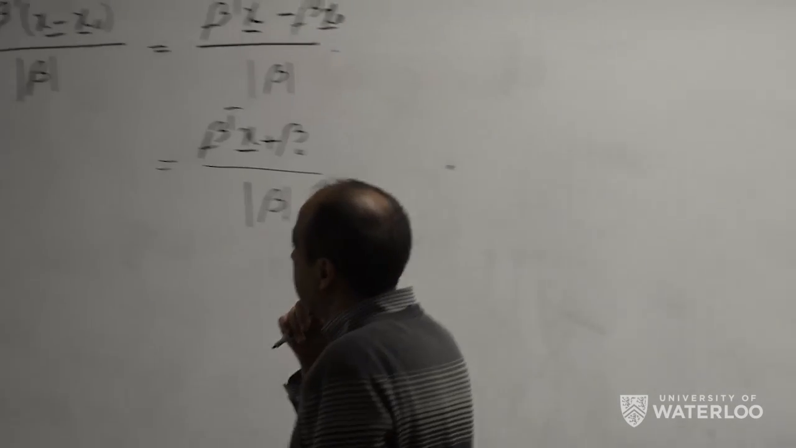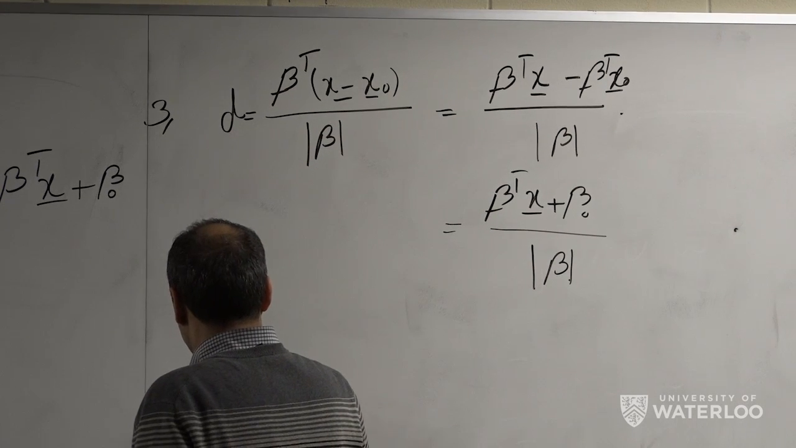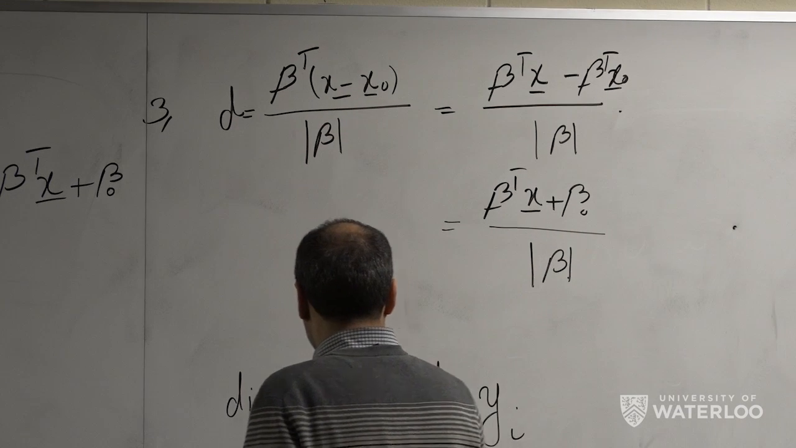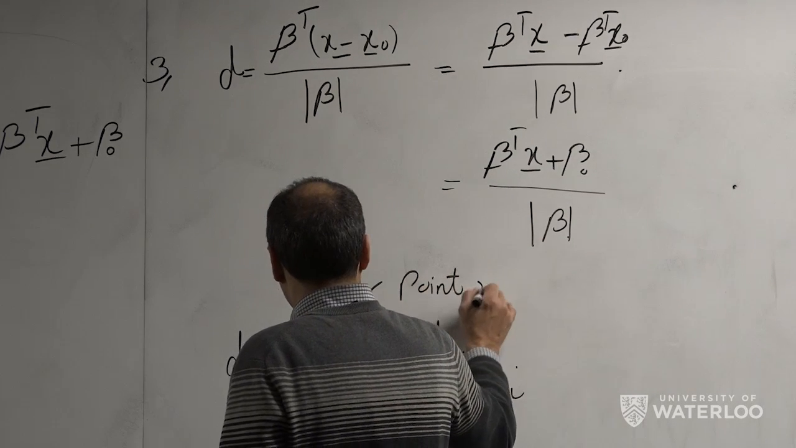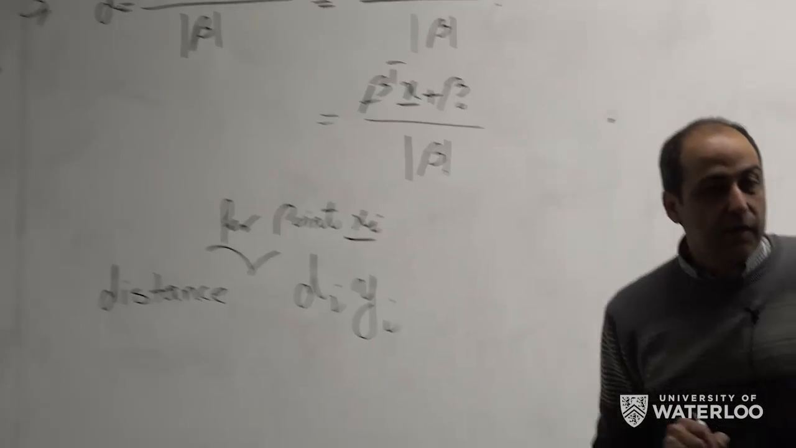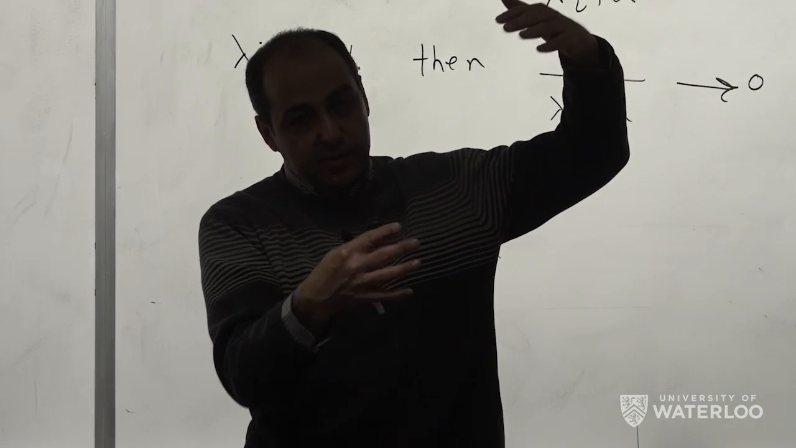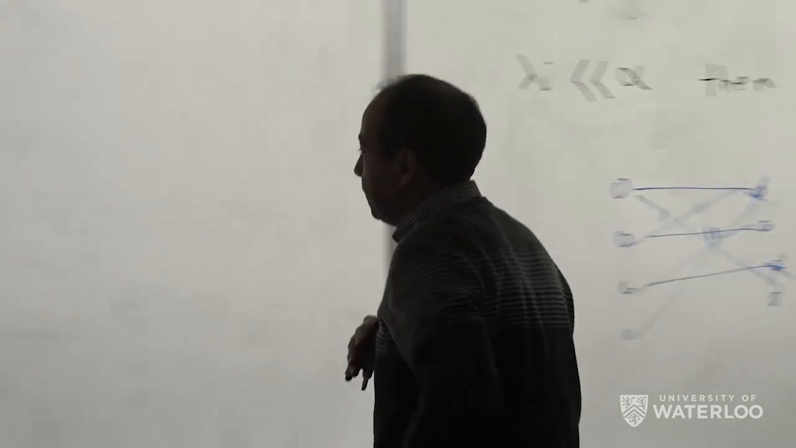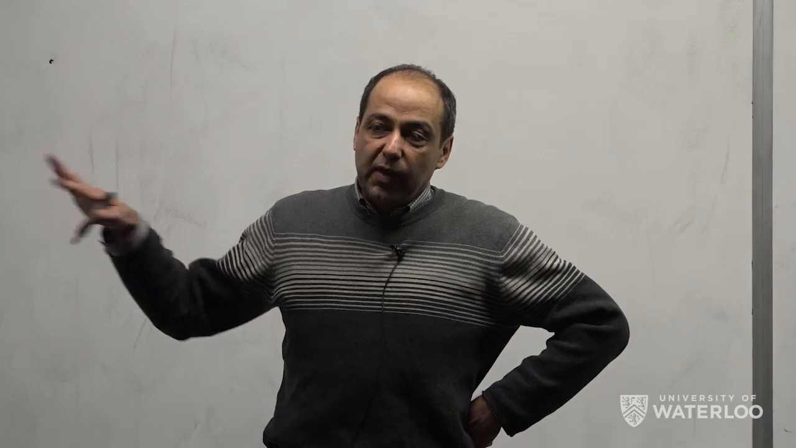So the distance for point xi would be di times yi. On this negative side, negative times negative 1 becomes positive. On the positive side, positive times positive 1 becomes positive. Is it clear so far? I didn't spend time on it because we had it in perceptron.